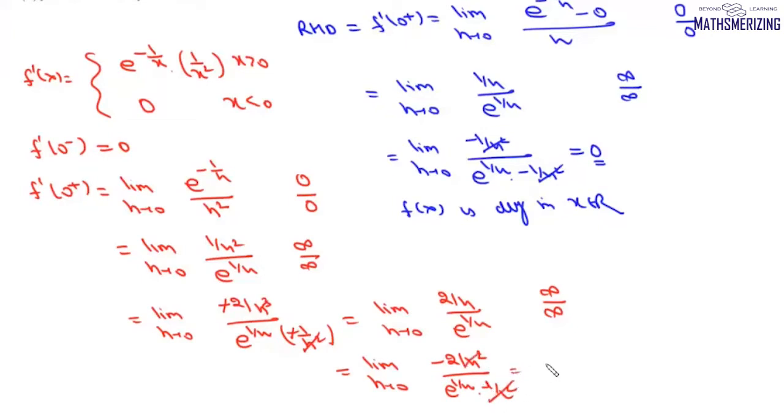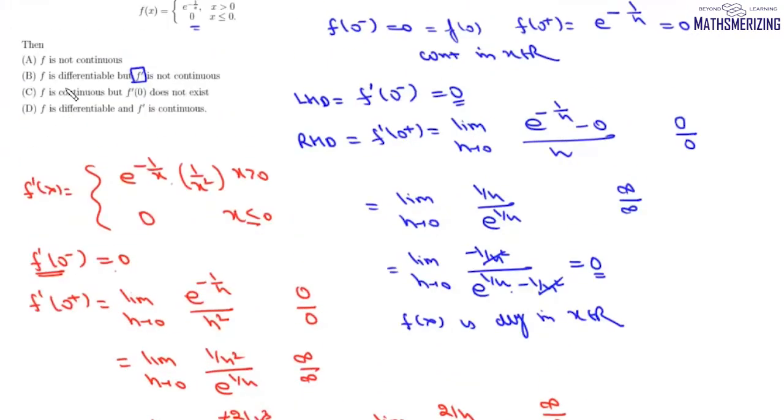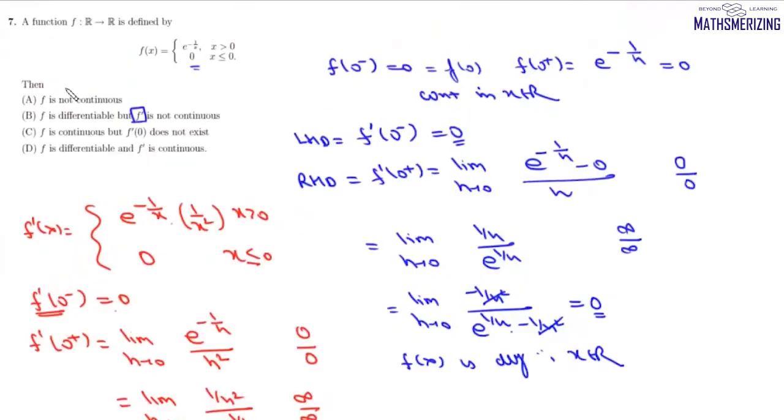So it will be 2 e to the power minus 1 by h, and e to the power minus infinity is nothing but 0. So at 0, the left hand limit of f dash is 0, the right hand limit is 0, and the function value is also 0. So f dash is continuous at x equal to 0, and therefore f dash x is continuous everywhere. So the answer to this question is f is differentiable and f dash is continuous, and that's your option D.